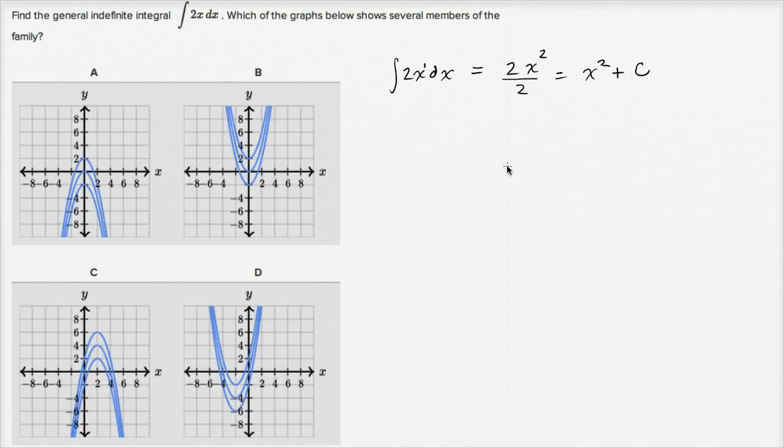If we add some constant here and we take the derivative of it, we still get 2x, because the derivative of a constant with respect to x, it's not changing with respect to x, so its derivative is 0. So the antiderivatives, I guess you could say here, take the form of x squared plus c. Now what does that mean visually?